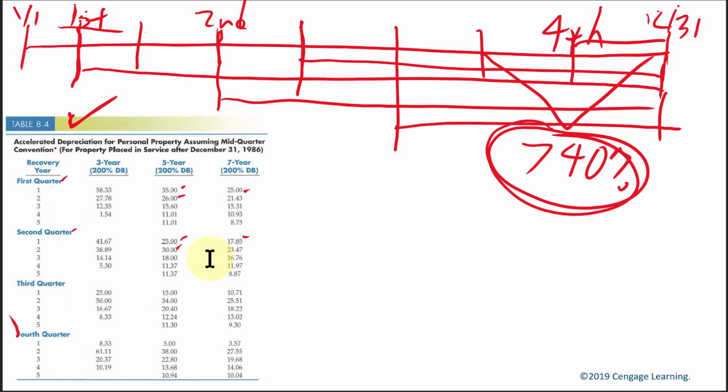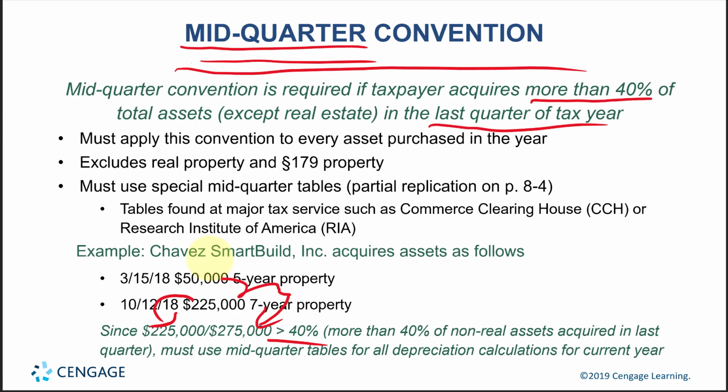That means that for the 5-year property, you use this rate the first year. The 7-year property, you use this rate in the fourth quarter for the first year. And then next year, the 5-year property, you use this rate. The 7-year property, you use this rate, and so forth for future years. I think that's the solution here for this without showing you the actual dollar amount.